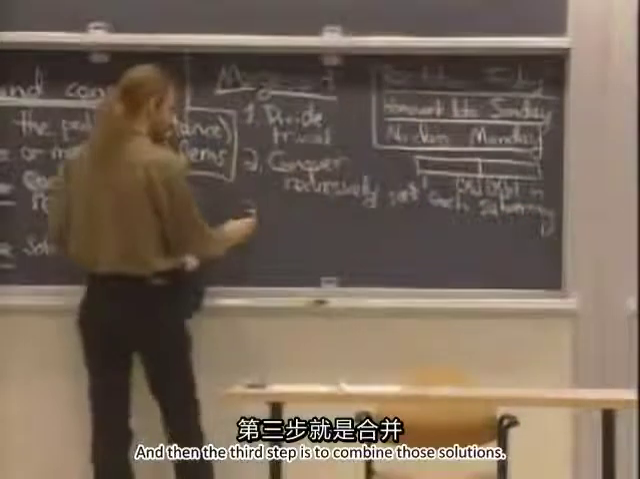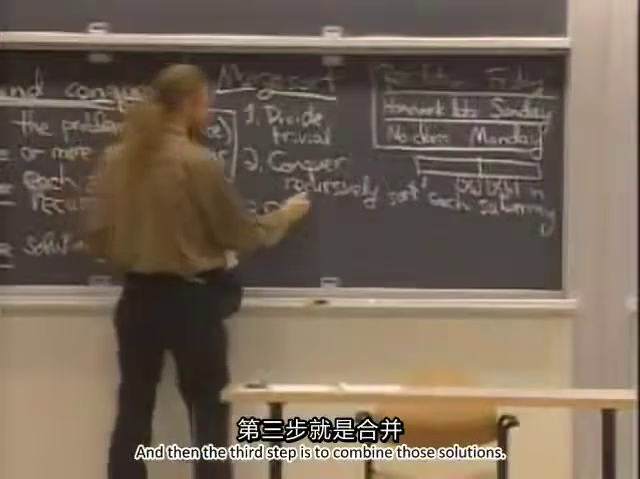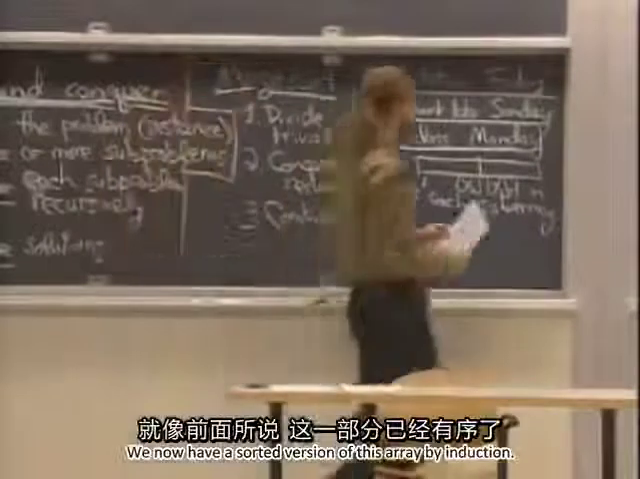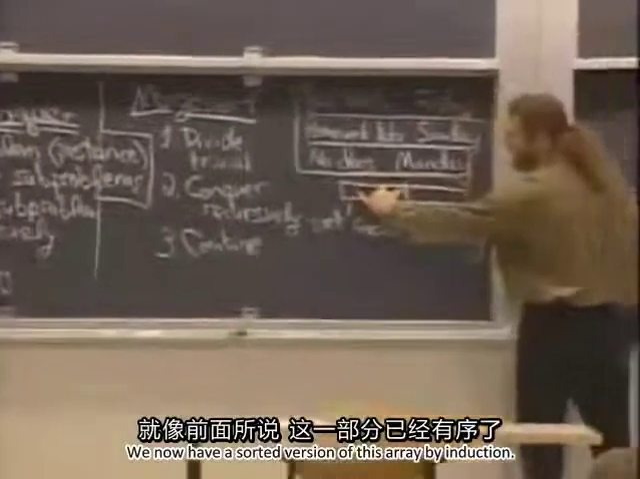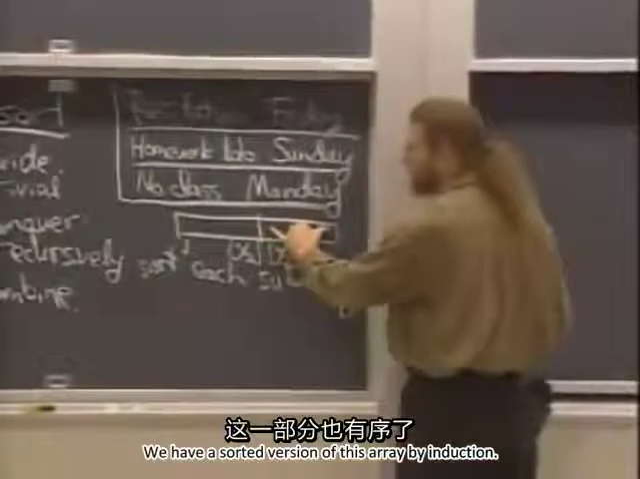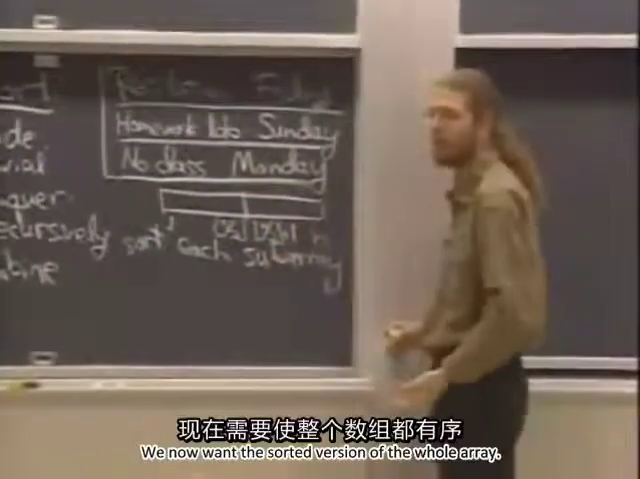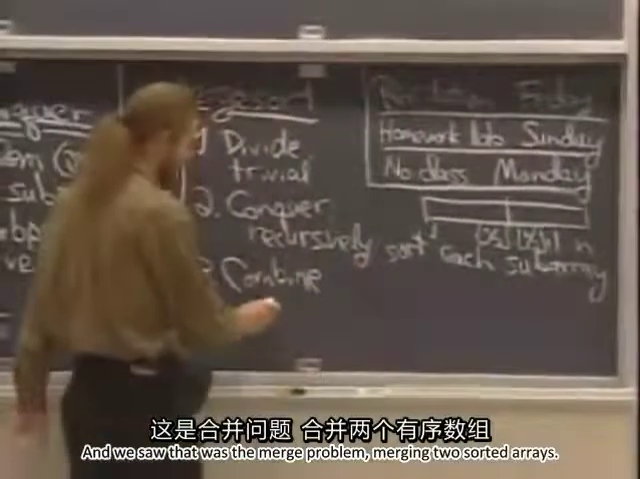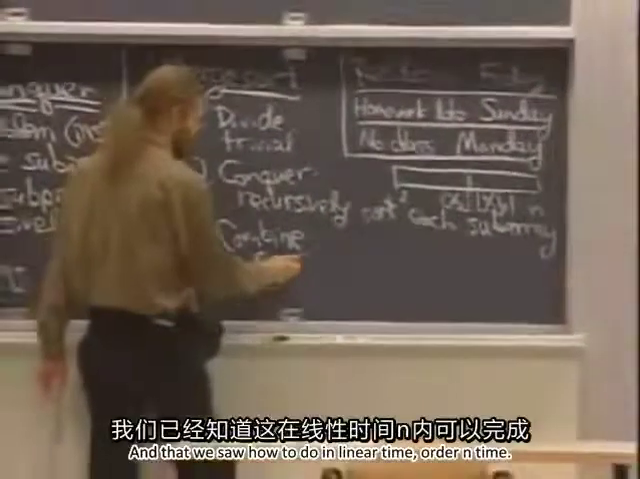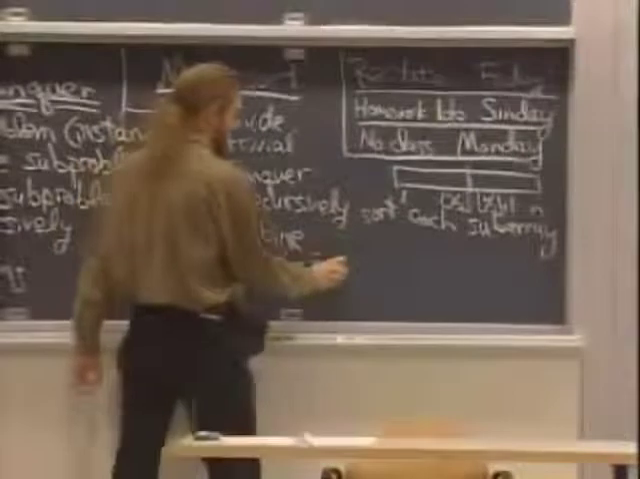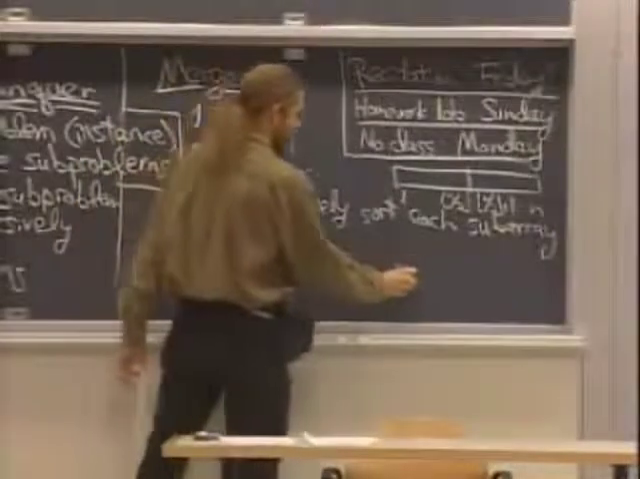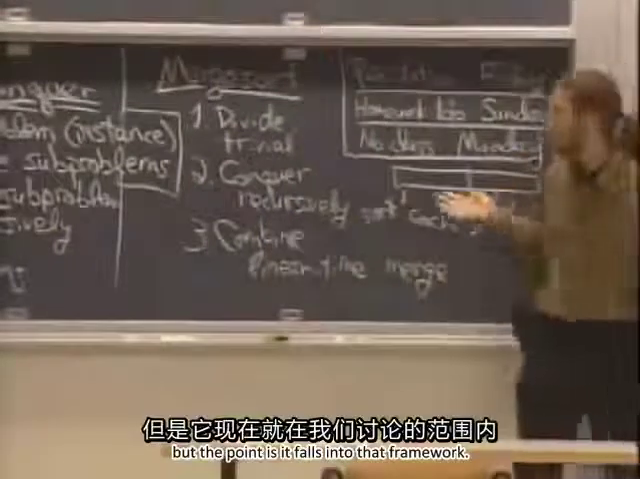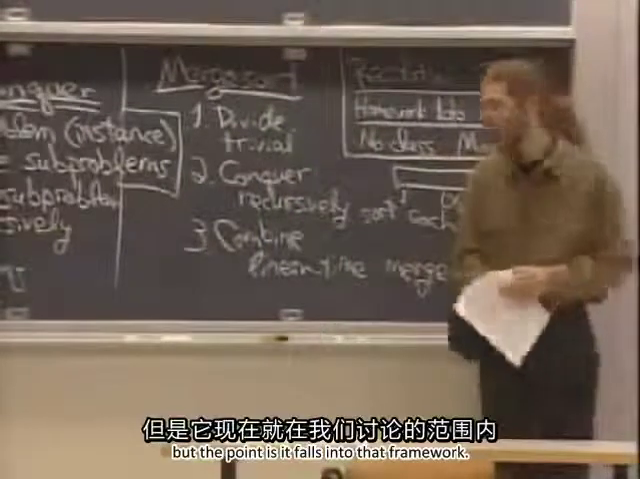And then the third step is to combine those solutions. And so here we really see what this means. We now have a sorted version of this array by induction. We have a sorted version of this array by induction. We now want a sorted version of the whole array. We saw that was the merge problem, merging 2 sorted arrays. And that we saw how to do in linear time, order n time. So I'm not going to repeat that, but the point is it falls into that framework.